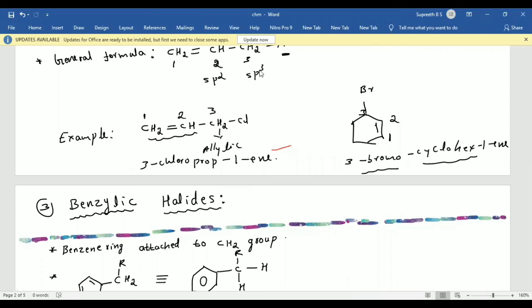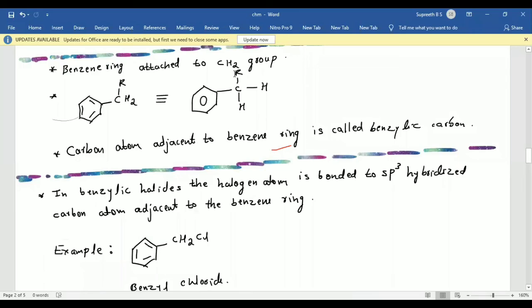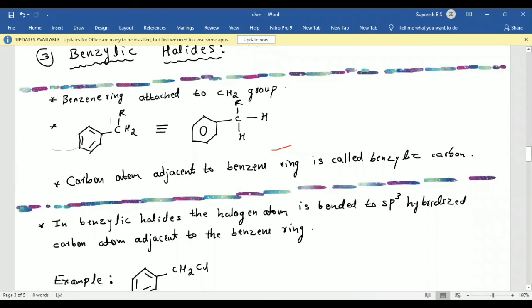Okay, yes. Next, we'll go for one more classification, that is benzylic halides. In this case also the halogen atom is attached to an sp3 hybridized carbon atom. You can observe a benzene ring attached to a CH2 group. So that class of molecules is called benzylic. This one is a benzylic group: benzene attached to a CH2 group. That is called a benzylic group. You can observe the benzene ring, this carbon atom, hydrogen, hydrogen, one alkyl group.